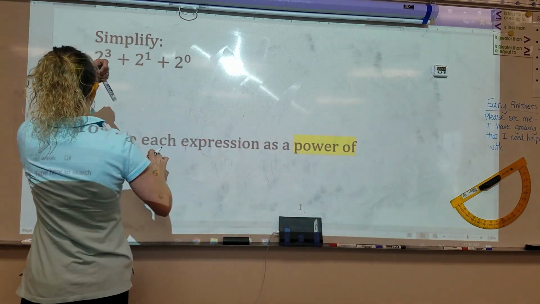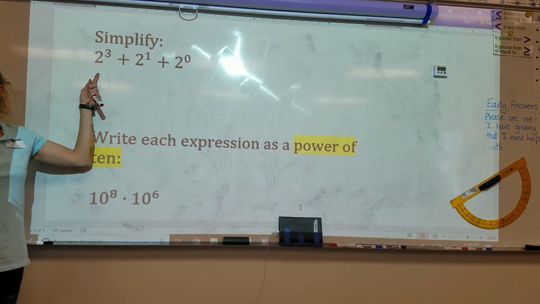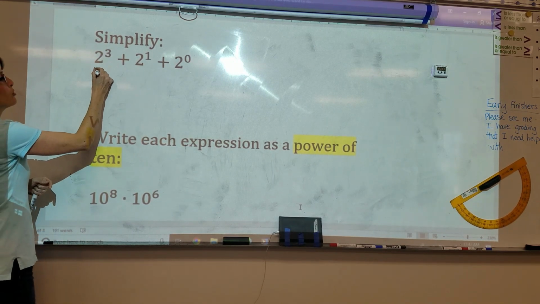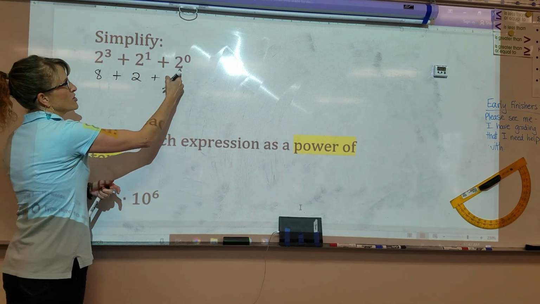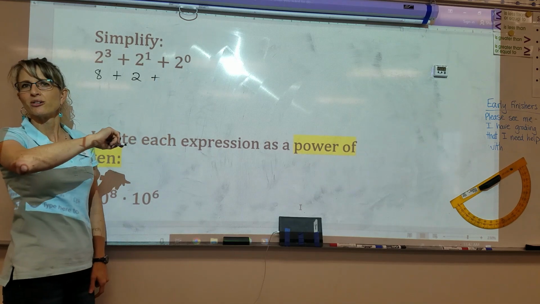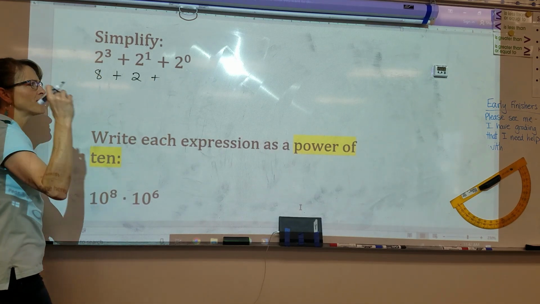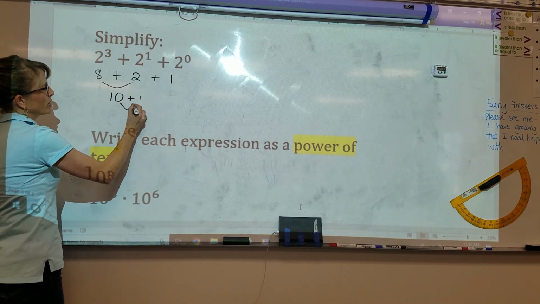All right, so simplify 2 cubed plus 2 to the first plus 2 to the 0. PEMDAS, parentheses, there are none. Exponents, there are some. We do exponents next. 2 cubed, we've already done is 8. 2 to the 1 power, that's just 2. 2 to the 0 power, this will be brand new. Anything to the 0 power is 1. What is anything to the 0? Get ready? 1. So then we add these two, that's 10. We add the 1, we get 11.